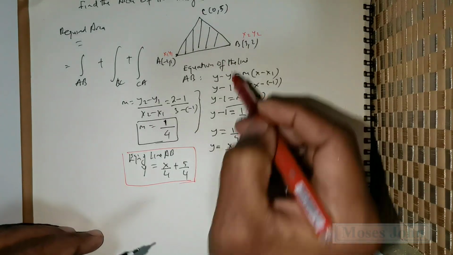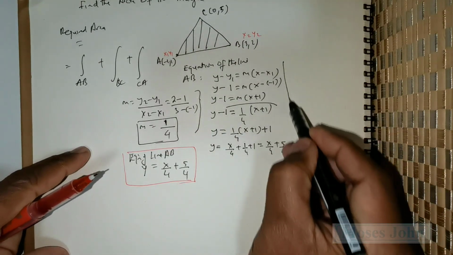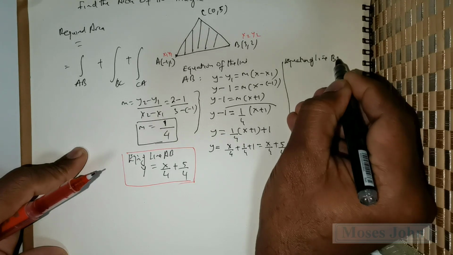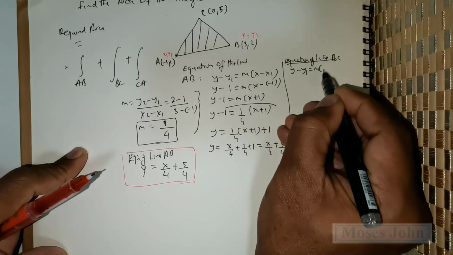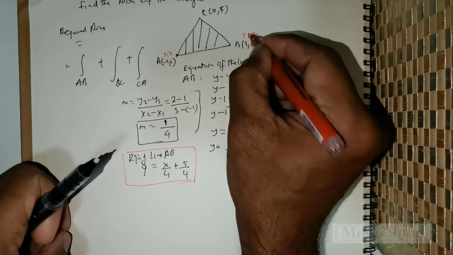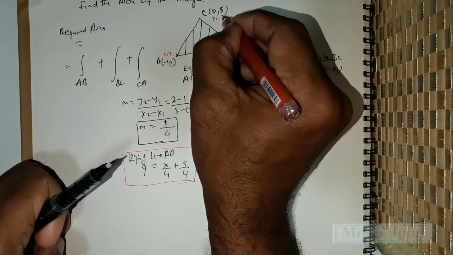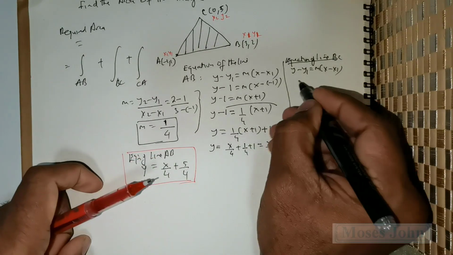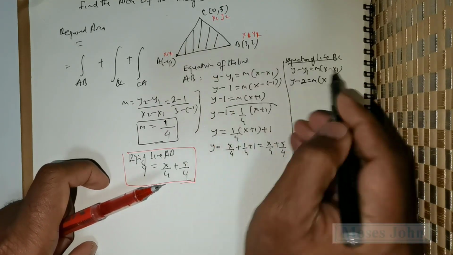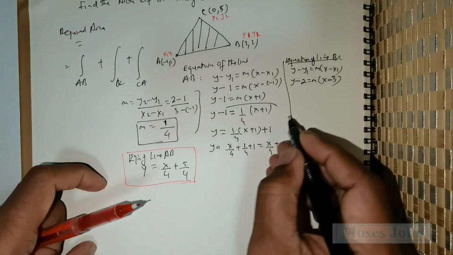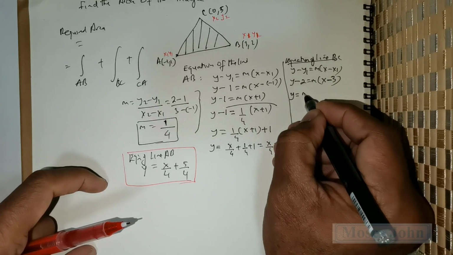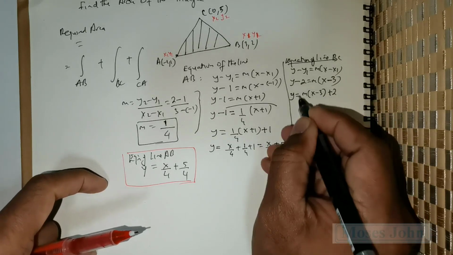Now we need to obtain the equation of BC. So let us do that. The equation of line BC is y minus y1 is equal to m times x minus x1. Now I'm going to take this as x1, y1 and this one as x2, y2. So if I do that, this is going to be y minus 2, equal to m times x minus 3. Now I can rewrite this in this fashion: y is equal to m times (x minus 3) plus 2. So I need to know m.